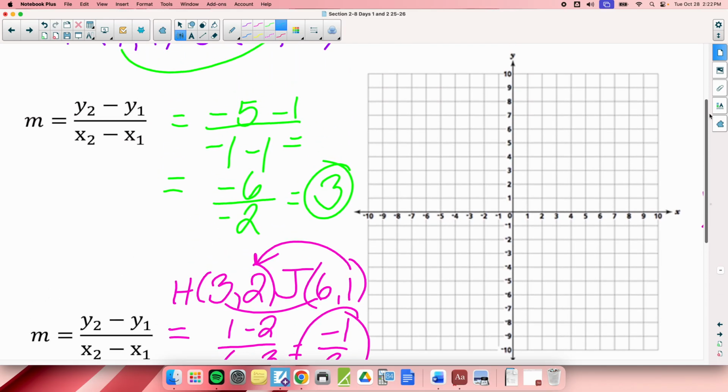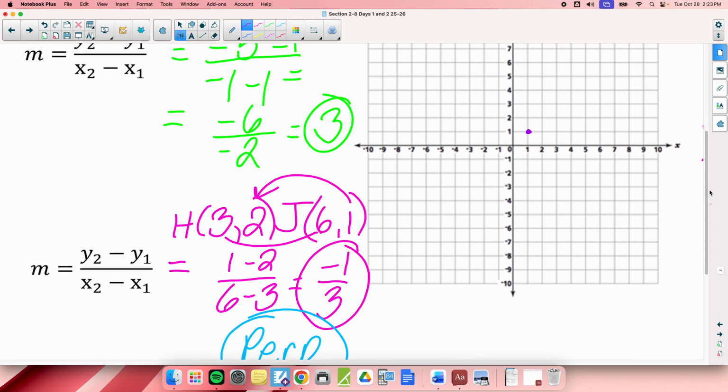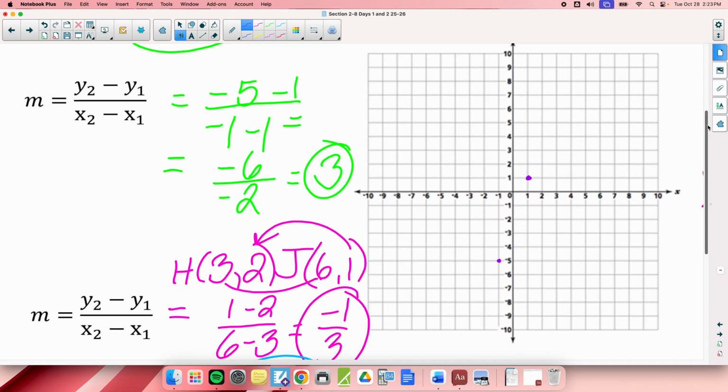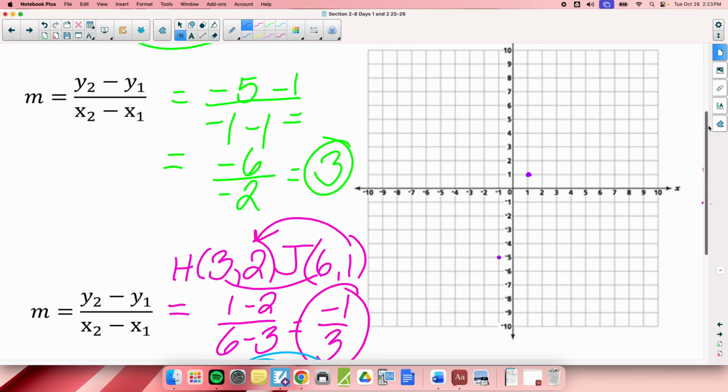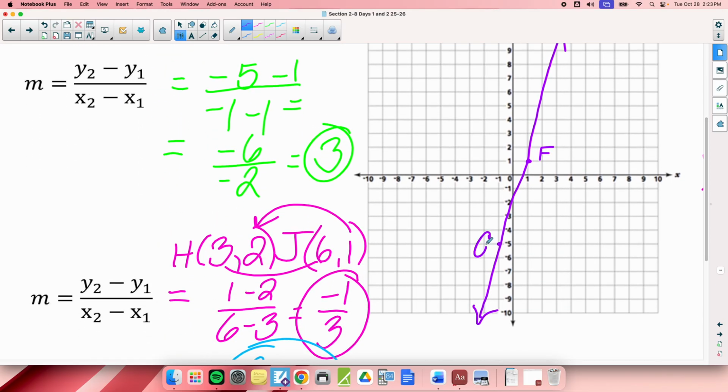Then what we have left is to plot the 2 points. F is 1, 1, which is right here. G is negative 1, negative 5, which is right here. So again, not a great one if I don't have a ruler, but it's going to be something. Oh, that's really bad. So this is F, and this is G.